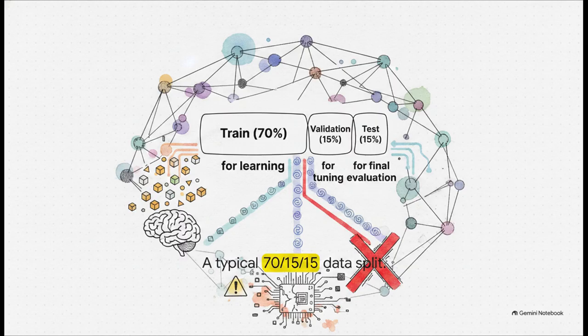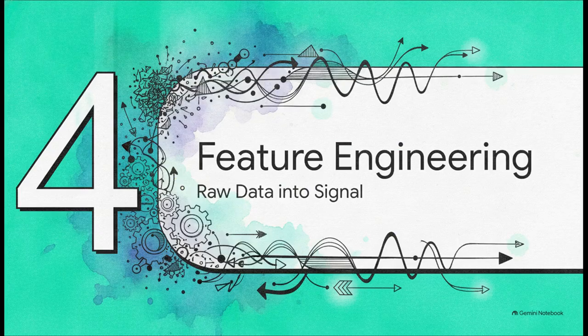It's like handing a student the answer key before the final exam. Doing this causes what we call data leakage. It makes the model look artificially brilliant in testing until it inevitably fails catastrophically out there in the real-world production environment. That brings us to section 4, feature engineering explained.